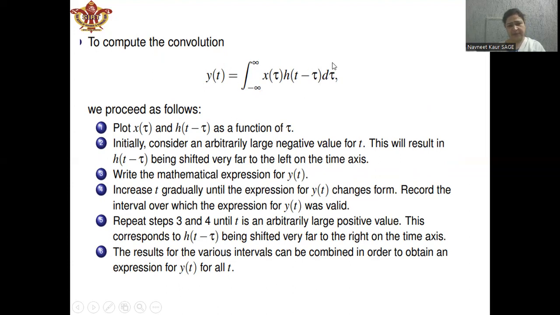But for now, we should remember the formulas for the convolution sum of discrete time signals as well as continuous time signals.